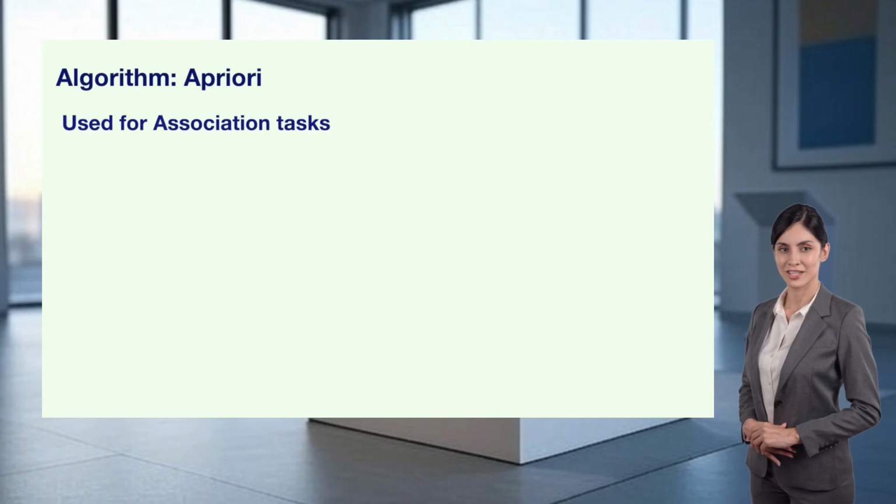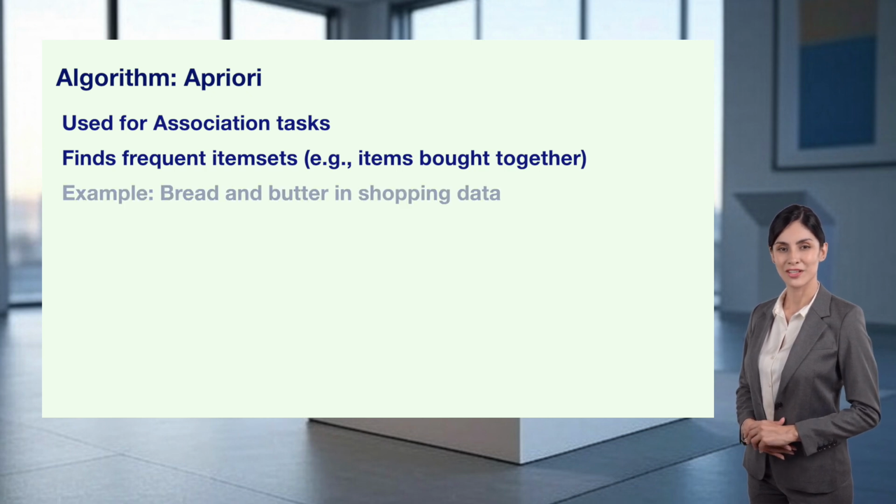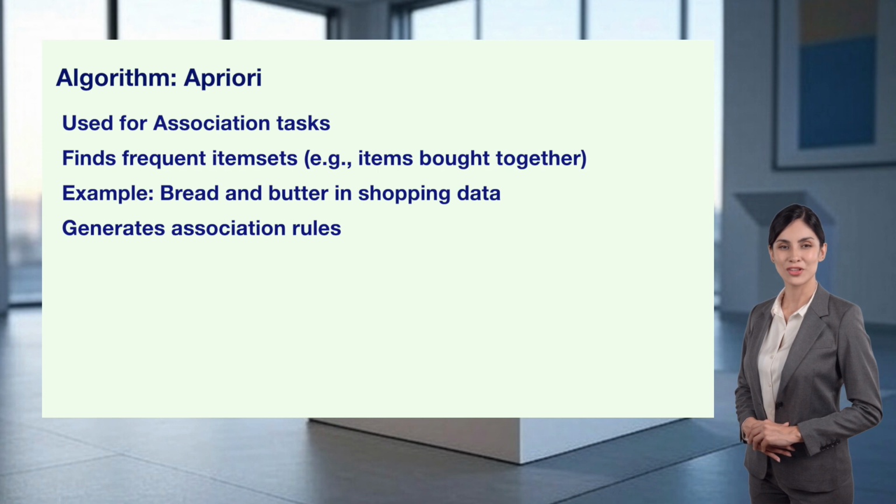For association tasks, the Apriori algorithm is a popular choice in unsupervised learning. It finds frequent item sets, like items often bought together in a dataset. For example, it might discover that bread and butter are frequently purchased together in shopping data. Apriori then generates association rules, such as if bread, then butter, to describe these relationships. It's a classic algorithm for uncovering patterns in transactional data like shopping or browsing habits.